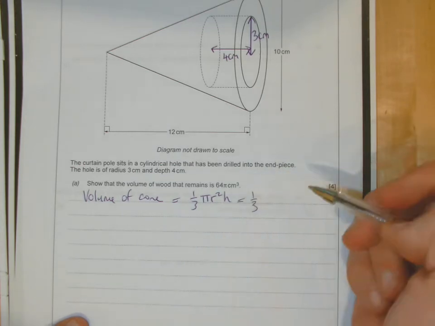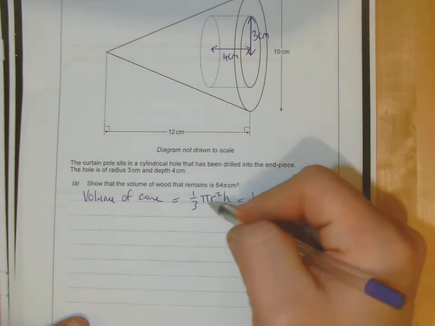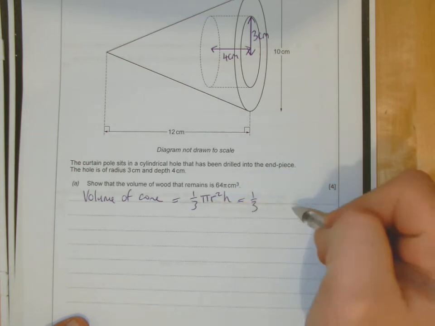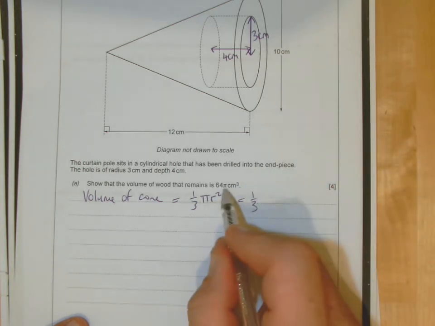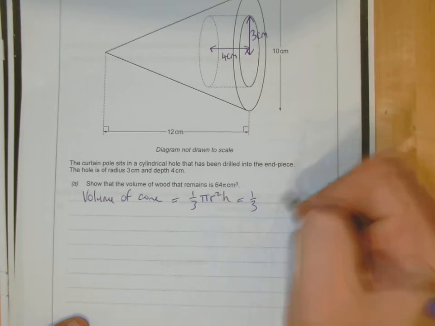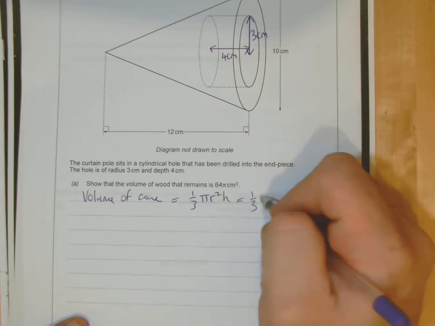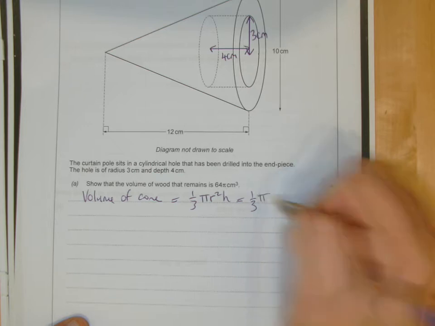Now, because this is non-calculator, we're not going to change pi to 3.14, and I hope you can see this clearly here. They want you to get the volume in terms of pi, so 64 pi. So we leave pi there as it is.